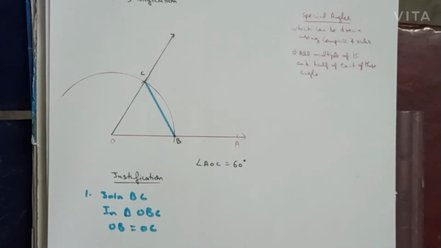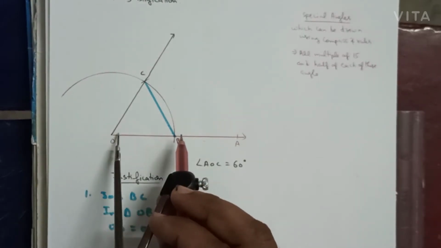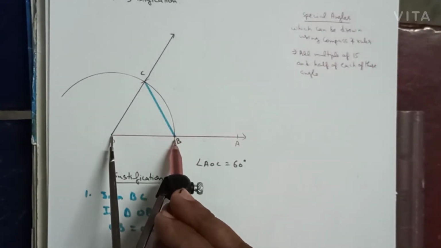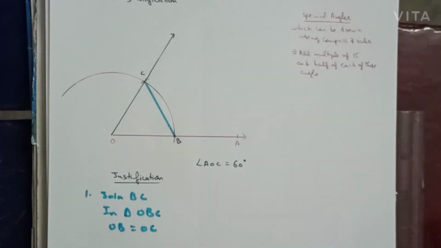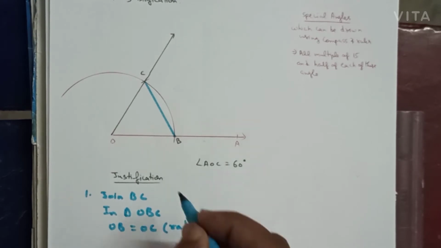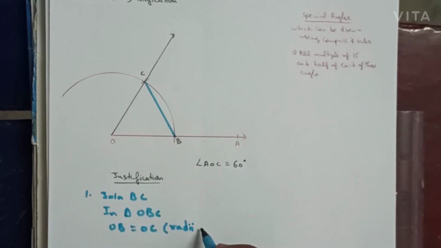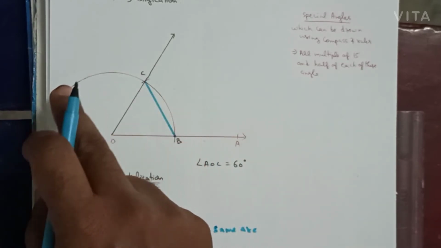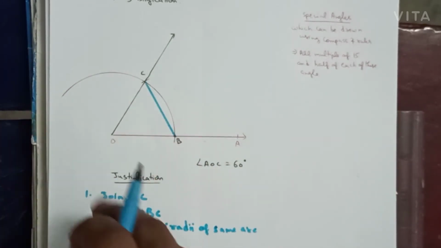OB and OC are equal. This OB and this OC are equal. Why? Because OB and OC are the radii, because two radii are there. So radii of the same arc. OB and OC are the radii of the same semicircular arc.